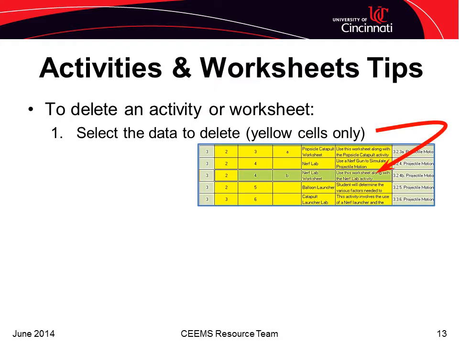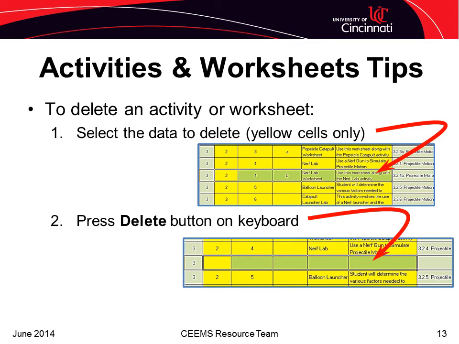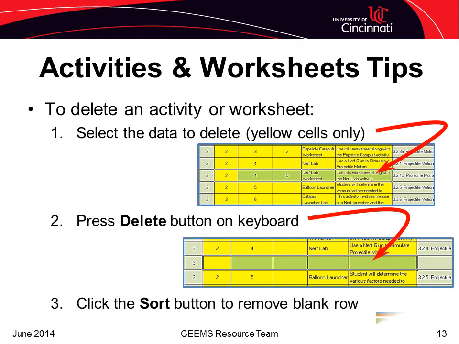If you'd like to delete an activity or worksheet, select the text in the yellow cells that you would like to delete and then press the delete key. Next, click the Sort button at the top right-hand side of the sheet. This will move the empty cells to the bottom of your list.